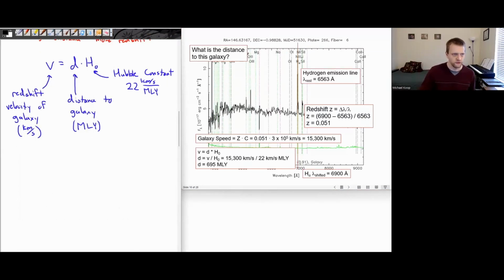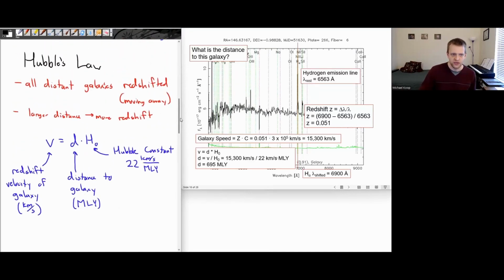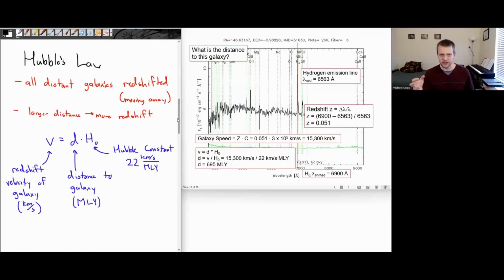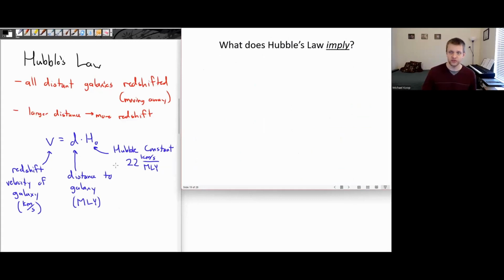From Hubble's law, let's review real quickly. We said for Hubble's law, all distant galaxies are redshifted. They all seem to be moving away from us. And the larger the distance, the greater the redshift. We have this particular mathematical pattern to describe those galaxies moving away from us. You might ask, what does this imply? Why do all these galaxies seem to be moving away from us in this particular pattern? Well, this implies that our universe, space itself, is expanding.